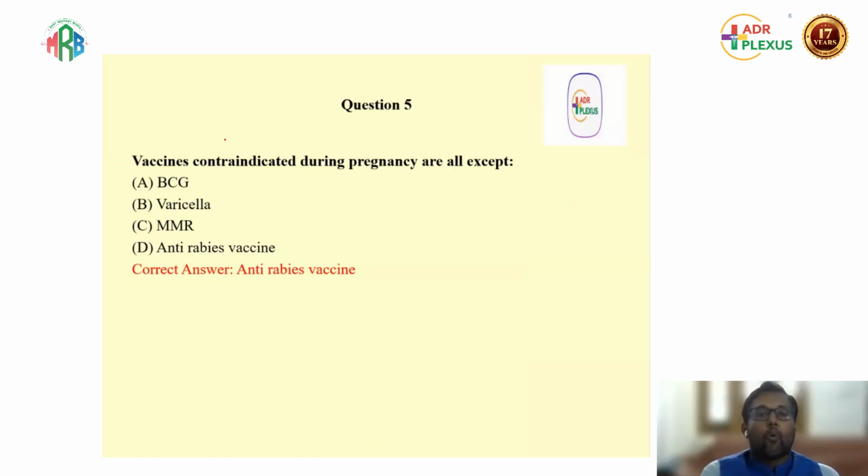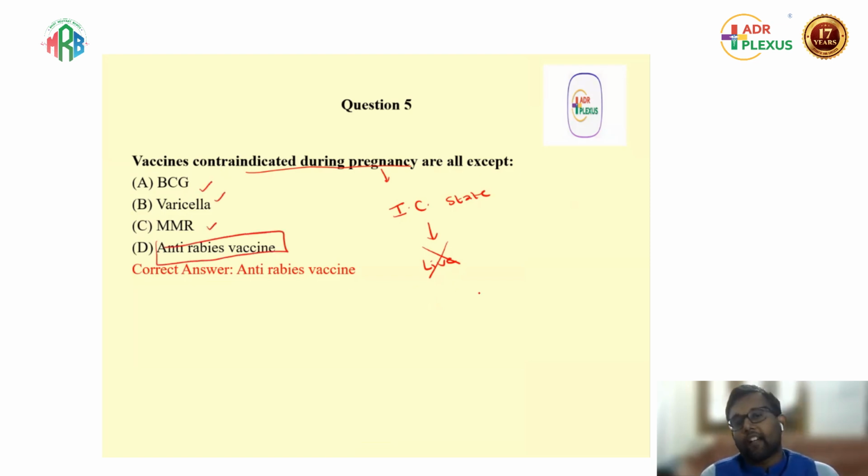Next question. What are the vaccines contraindicated during pregnancy? One of the following is not a vaccine which is contraindicated during pregnancy. So generally, in pregnancy, an immunocompromised state, our immunity is low. So what will we not give? Live vaccines are contraindicated. So you have to look for the live vaccines. These are all live. So which is not live? Rabies is not live. So this is not contraindicated.